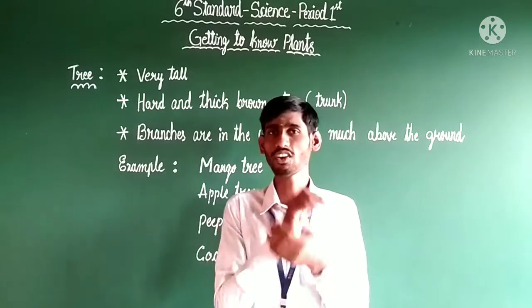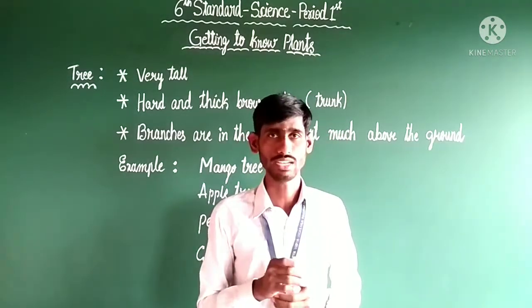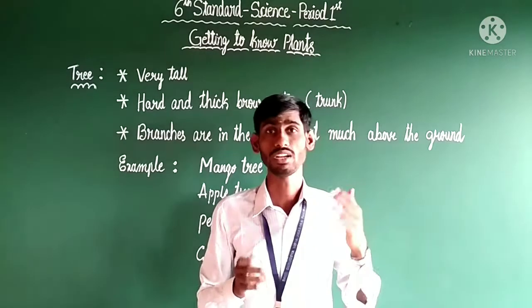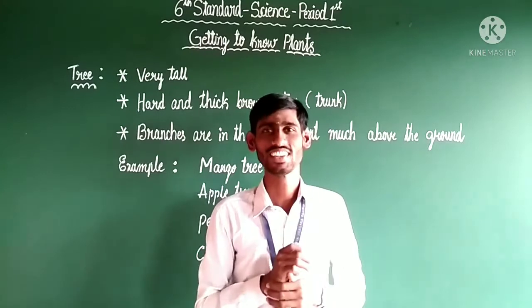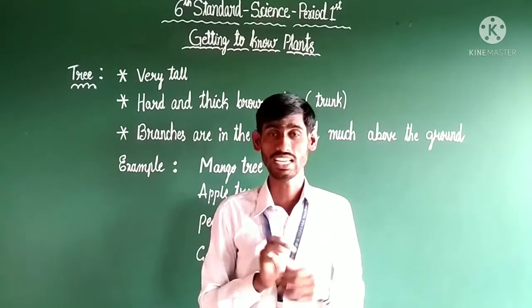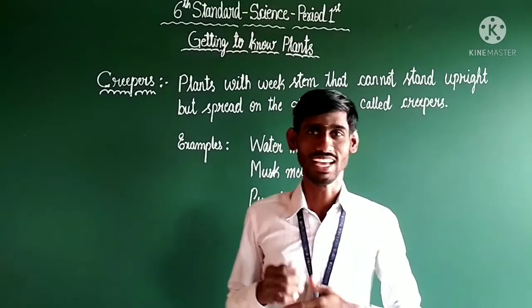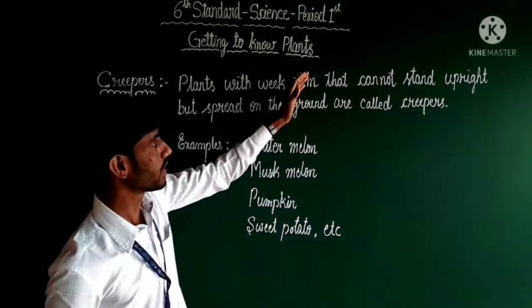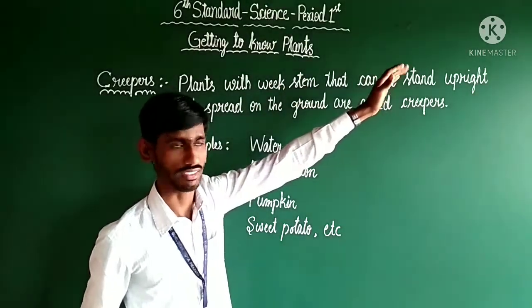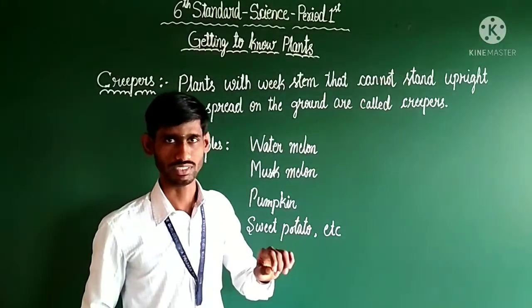Dear children, you have a question. Sir, there are three categories of plants: shrub, herb, and tree. Are there any other categories rather than these? Yes, there are two more categories. Those are creepers and also climbers. What are creepers? Or define creepers: plants with a weak stem that cannot stand upright but spread on the ground are called creepers.